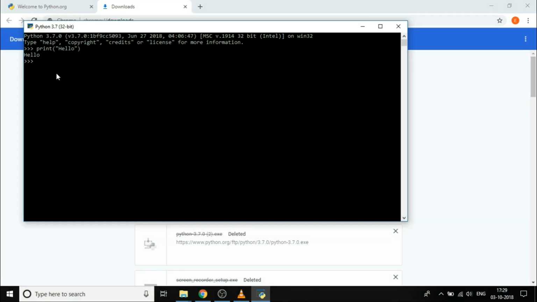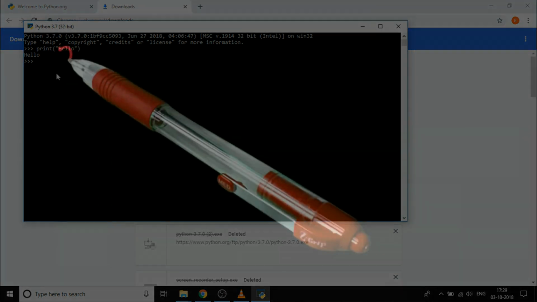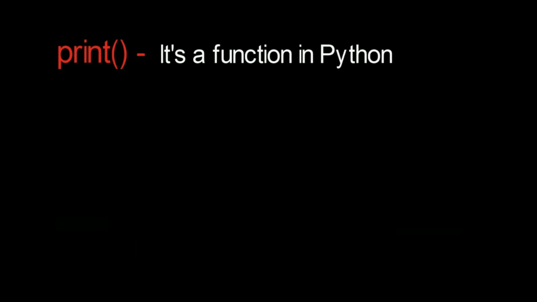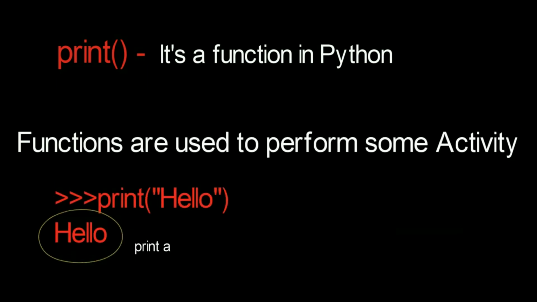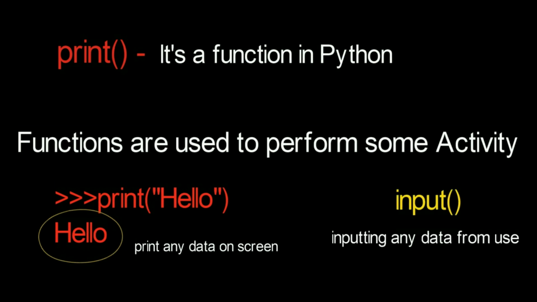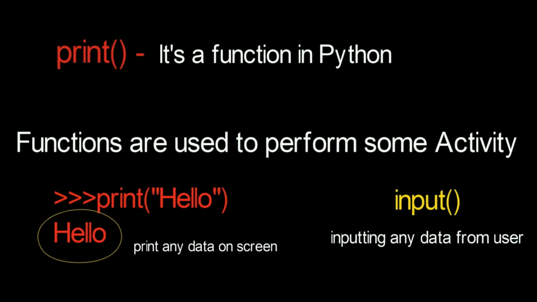This is how simple Python is. Python's syntax is very easy to understand for beginners. Alright, so we just saw print being used. So what is it? It's actually a function in Python. We'll learn about functions later in the series, but for now, just remember that they are used to perform some activity. Like print is used to print any data, and another function you can take note of is the input function, which helps in inputting any data from the user, which we will discuss later in the series.